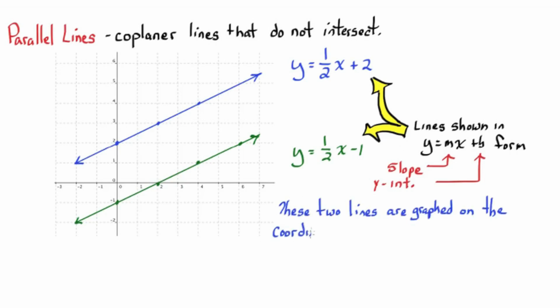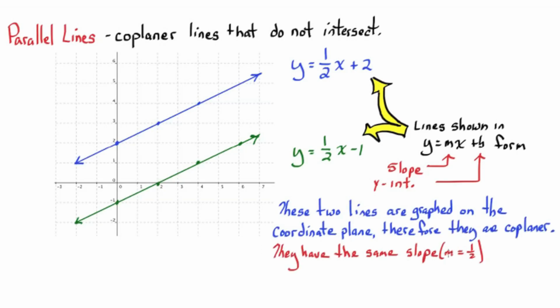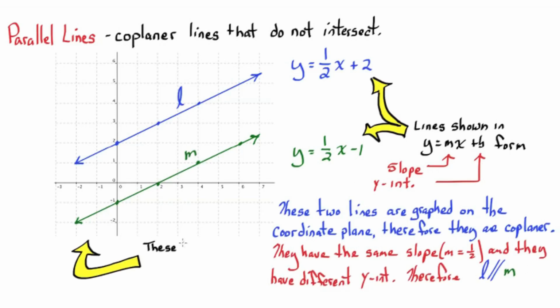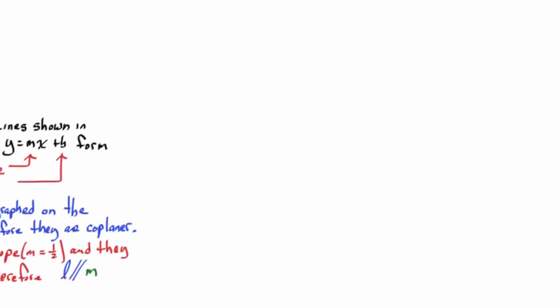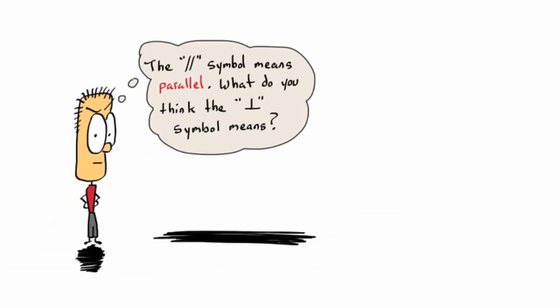These two lines are graphed on the coordinate plane, therefore they are coplanar. They have the same slope, m equals 1/2, and they have different y-intercepts. Therefore, line L will be parallel to line M. These lines will not intersect. Okay, let's take a look at the next thing now.